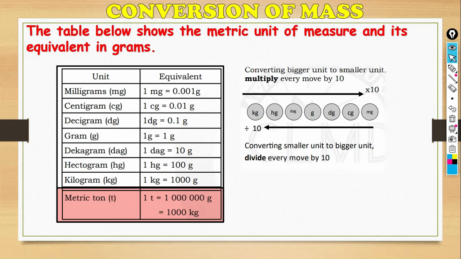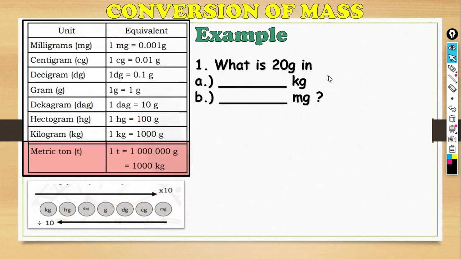So, pwedeng i-exempt natin siya dun sa process natin. Okay, so let's have an example. Number 1, what is 20 grams in kilogram and milligram? So, letter A muna tayo. So, ilang steps ang i-move natin sa decimal point from grams to kilogram?